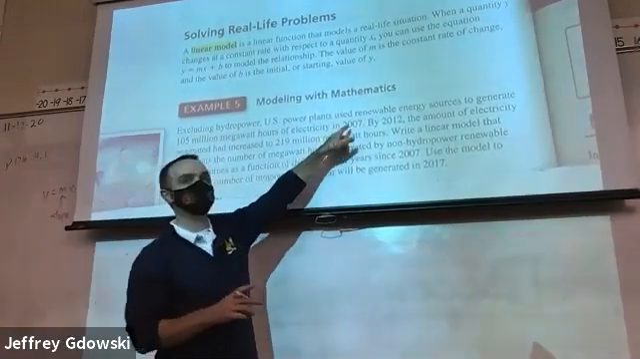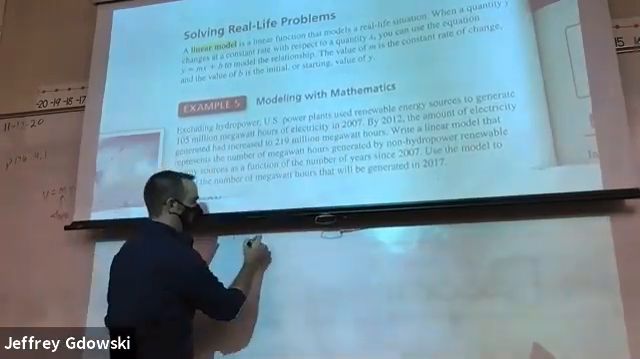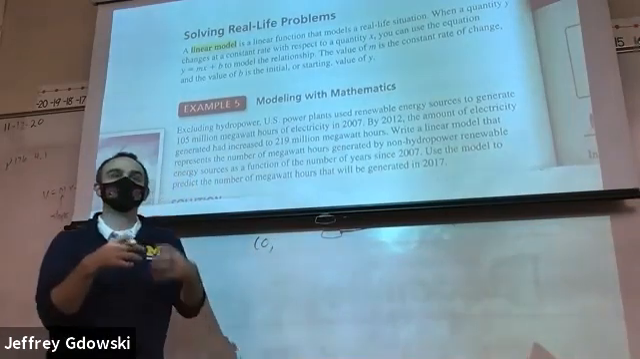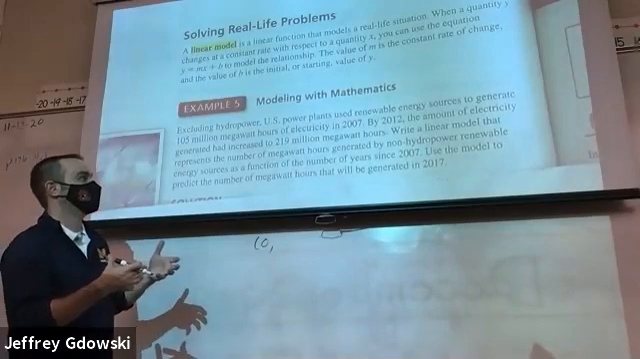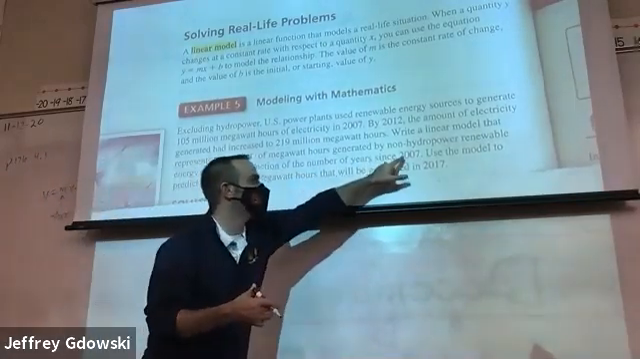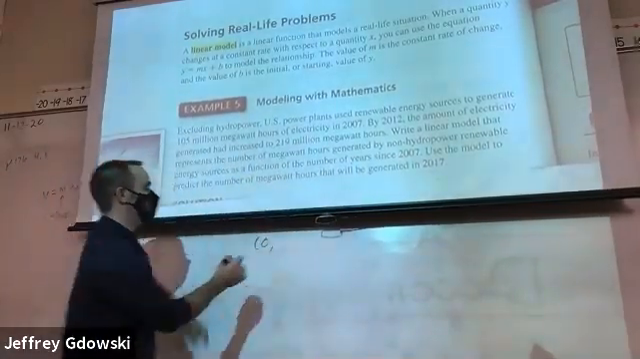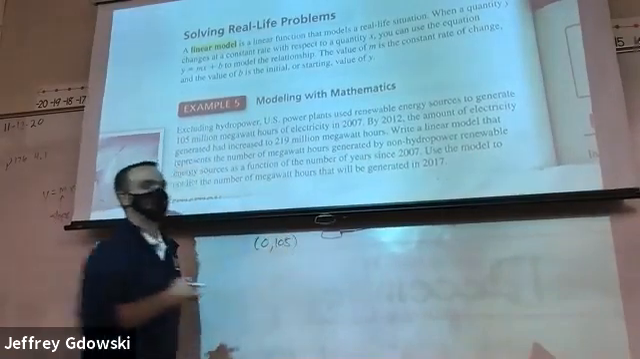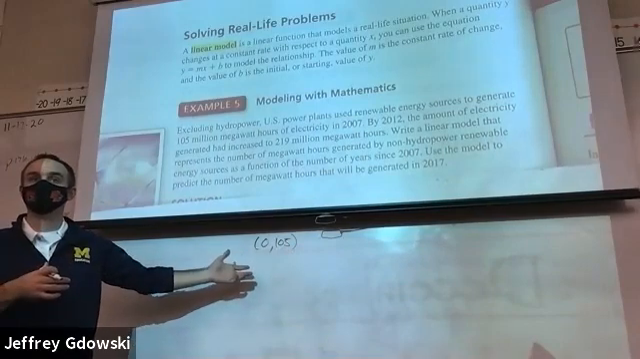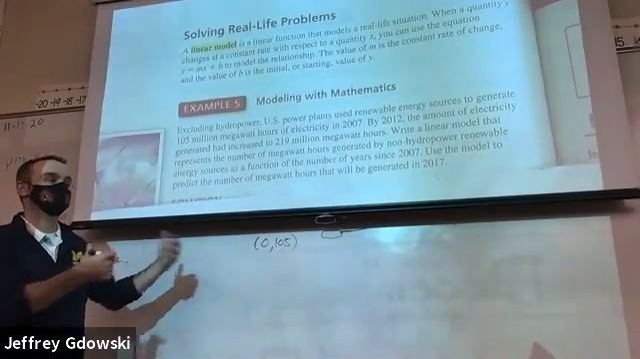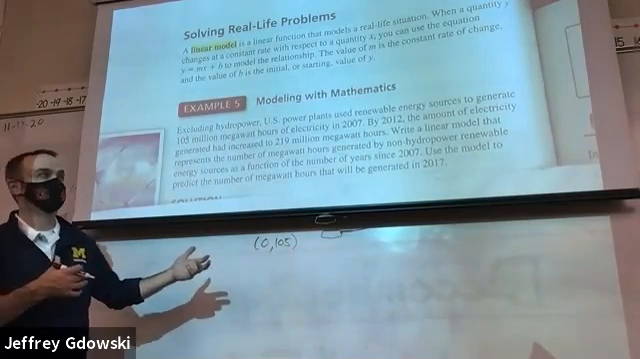So 2007, that's going to be an x value of 0, because that's 0 years from 2007. That's our starting amount, right? Because if we're talking about since 2007, the starting amount is 105 million. There's our y-intercept, right? 0, 105. I told you they were always going to give you that y-intercept.